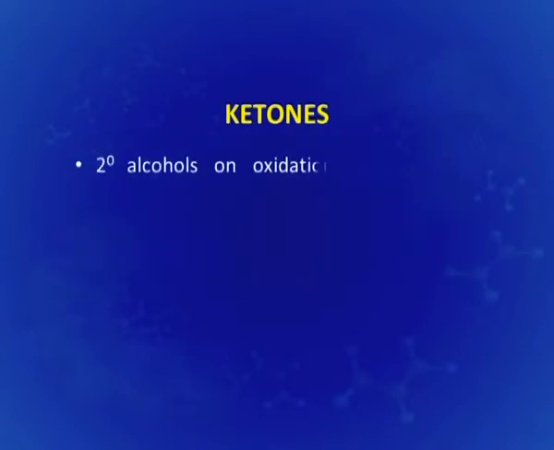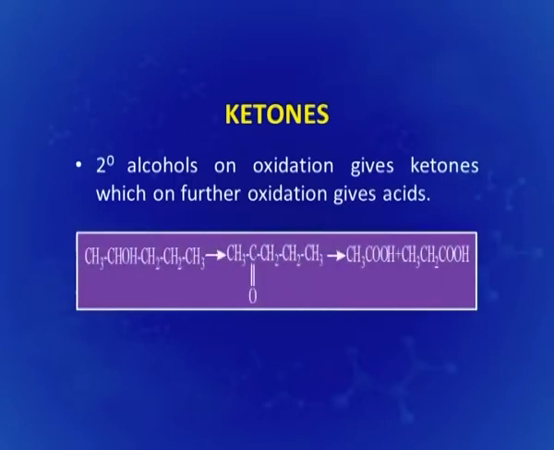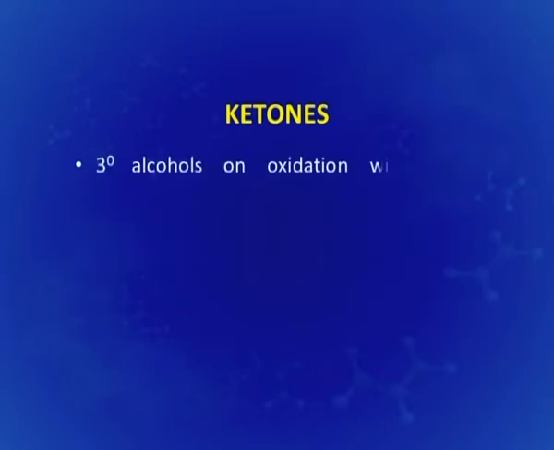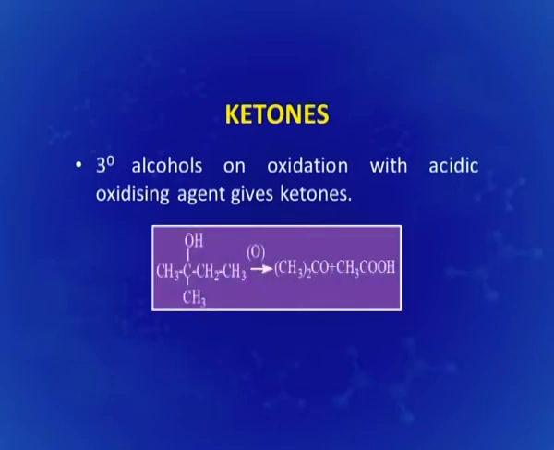Okay, secondary alcohols on oxidation give ketones, which on further oxidation give acids. Tertiary alcohols, even though they do not contain any alpha hydrogens, undergo oxidation with acidic oxidizing agents to give ketones. Here the oxidizing agents, in the presence of acid, first convert the tertiary alcohols into alkenes, which on further oxidation give rise to epoxides, which on further oxidation give rise to ketones.